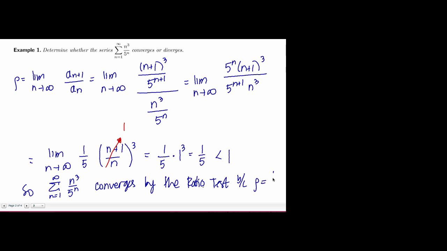So this example illustrates the key steps in using the ratio test to determine whether a series converges or diverges. We identify that we have a series with positive terms. We then compute the value of rho, which is the limit as n goes to infinity of a sub n plus 1 over a sub n. In this case, rho was less than 1, so the series converges. Again, note that the ratio test doesn't tell us what value the series converges to. We just know that the series converges.